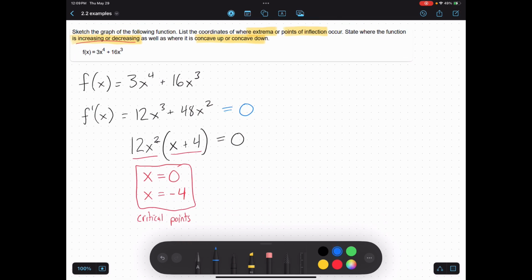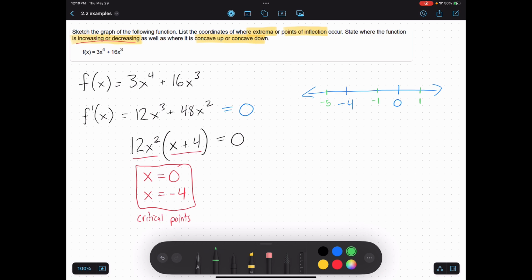That means I'm going to come over here and make a number line. What numbers do I put on that number line? I'm going to put both of my critical points, 0 and -4. Now I'm going to pick numbers inside these 3 different intervals. I have 3 intervals now that I'm working with: everything after 0, everything in between -4 and 0, and everything before -4. Let me pick nice easy numbers. I'm going to pick 1, I'm going to pick -1, and I'll pick -5.